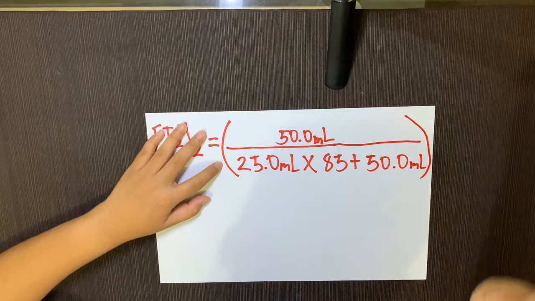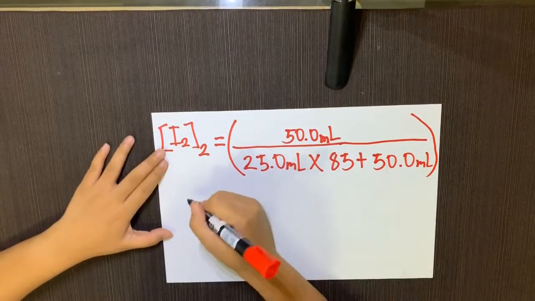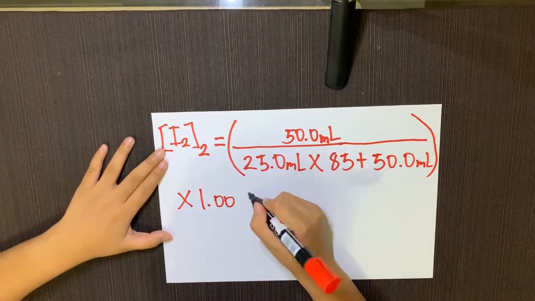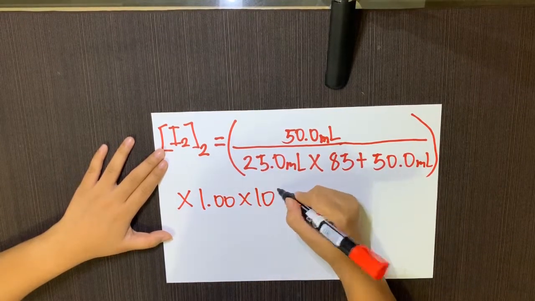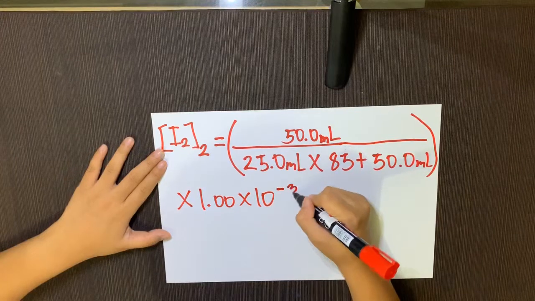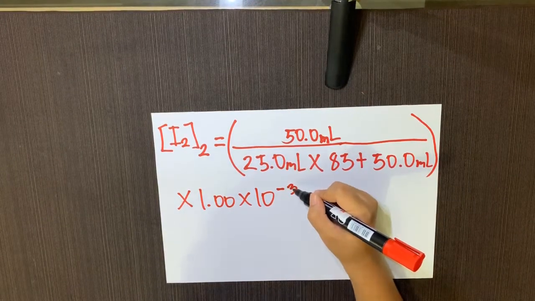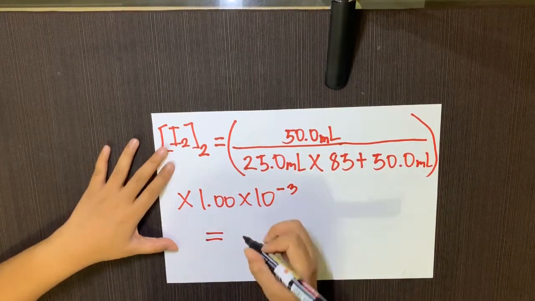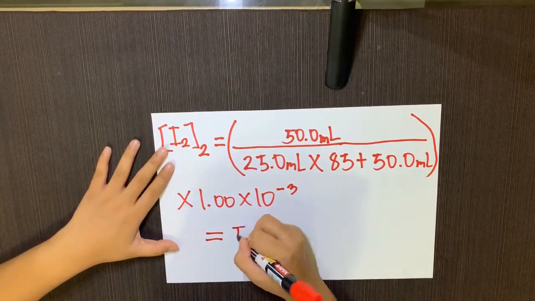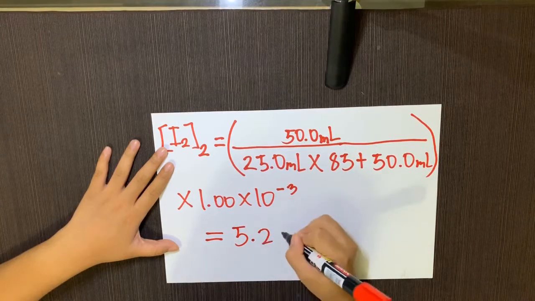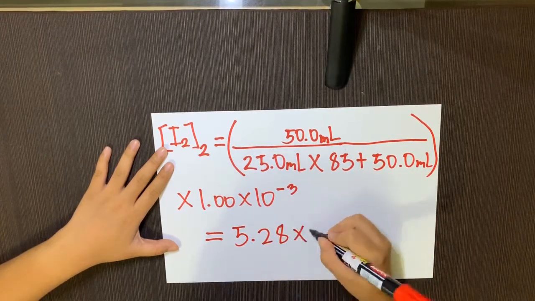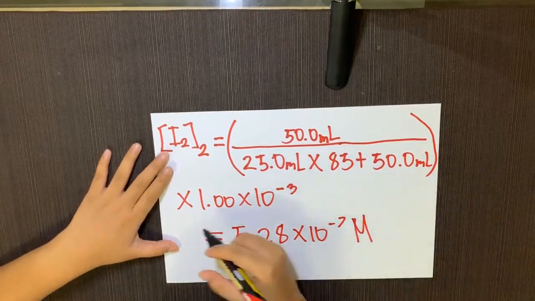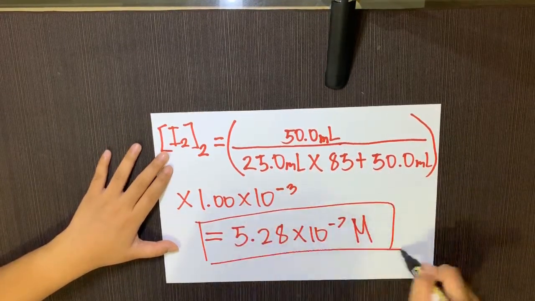And then we're going to multiply it by 1.00 times 10 to the negative 3. And the answer will be 5.28 times 10 to the negative 7 M. So this is our answer for the letter B.